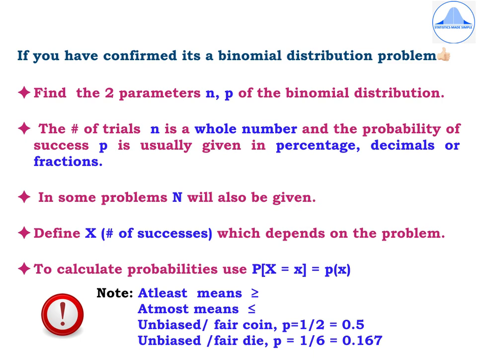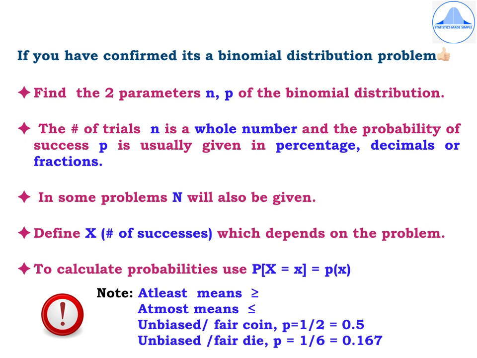Once you've confirmed it's a binomial distribution problem, the next step is to identify what are the two parameters. We know that the two parameters of the binomial distribution are n and p. Now, how do you identify n and p? What is n? Small n stands for the number of trials and it will be given in terms of a whole number. What is a whole number? It is a number which does not involve a decimal point.